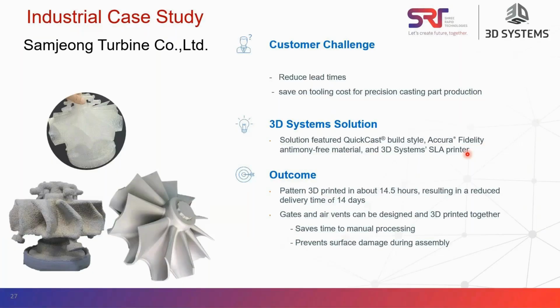So these are some of the industrial case studies. The company was facing lead time issues and tooling cost issues. To avoid that, they approached 3D Systems. 3D Systems offered the solution with the QuickCast build style using a castable material. So they reduced the 3D printed pattern lead time from 14 days to 14.5 hours to deliver the component. You can see how drastically it is reduced when you have 3D printers. They almost saved the tooling cost and the lead time, and they can iterate multiple designs simultaneously.